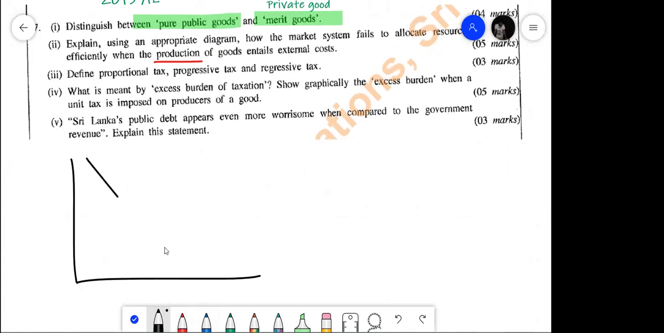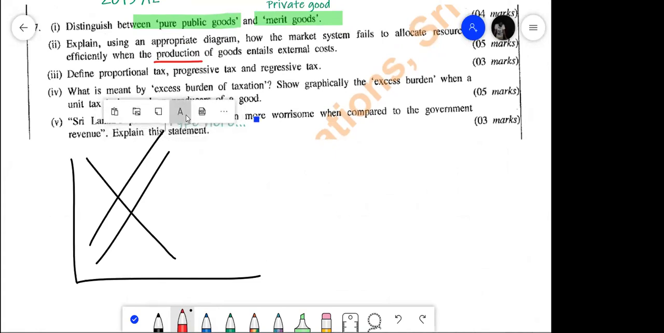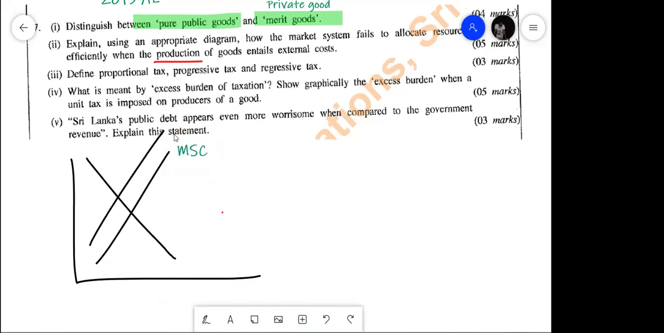So you will have one benefit curve, and two cost curves, right? So which cost curve is higher? The marginal social cost is higher, right? In a negative externality. So this is higher. Okay, hold on.